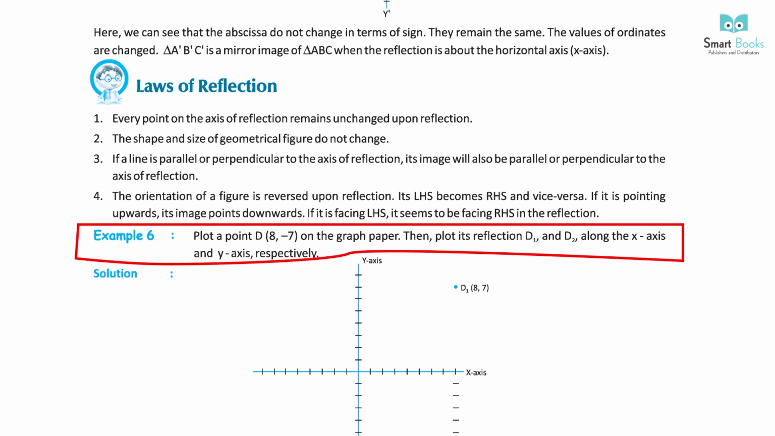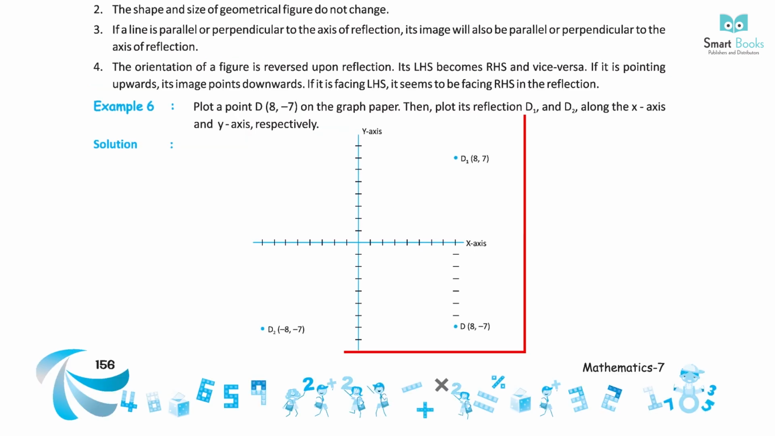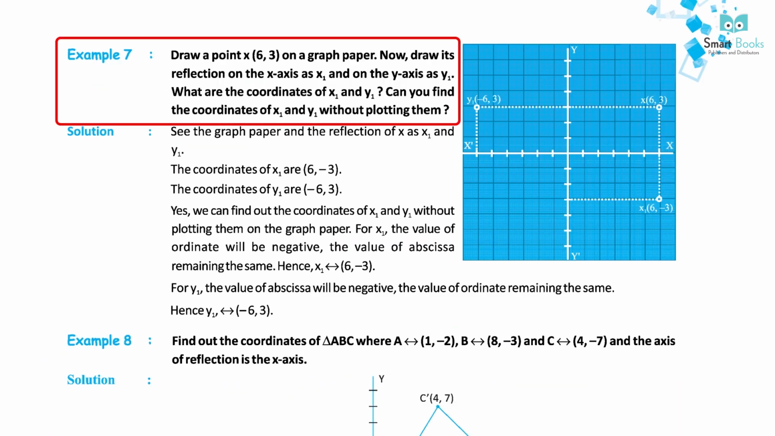Example 6. Plot a point D (8, -7) on the graph paper. Then plot its reflections D1 and D2 along the x-axis and y-axis respectively. Solution. Example 7. Draw a point X (6, 3) on a graph paper. Now draw its reflection on the x-axis as X1 and on the y-axis as Y1. What are the coordinates of X1 and Y1? Can you find the coordinates of X1 and Y1 without plotting them?